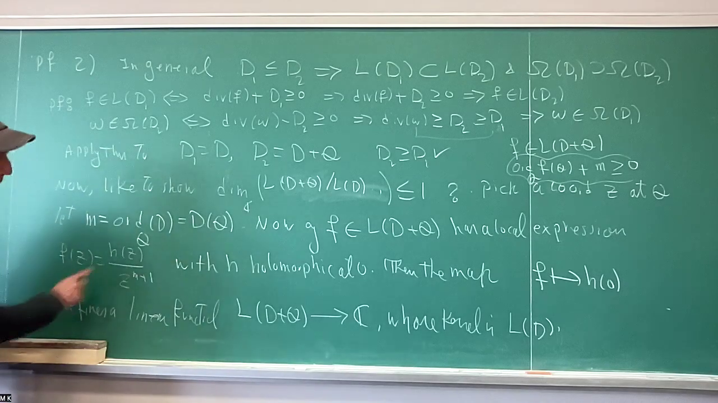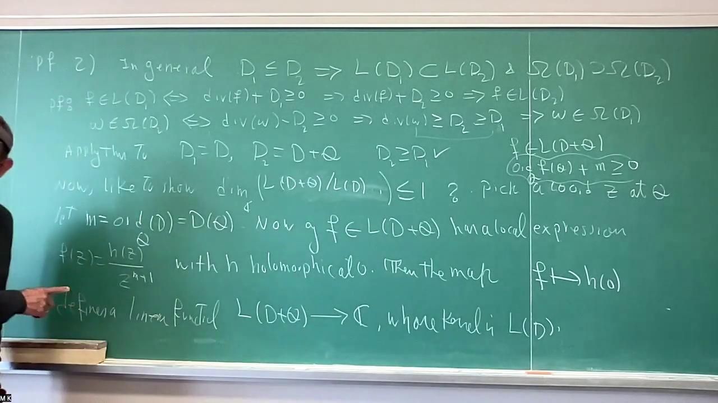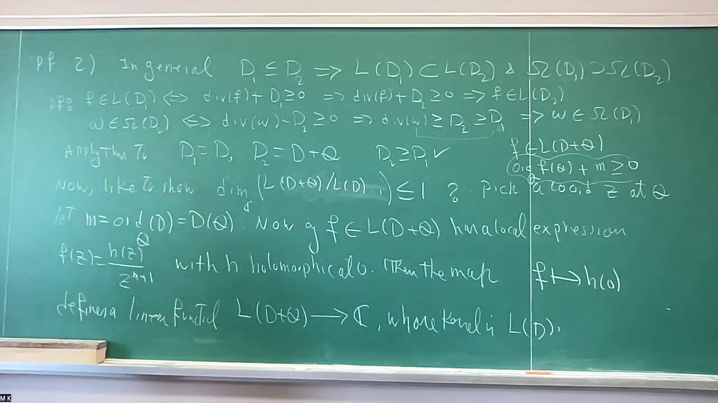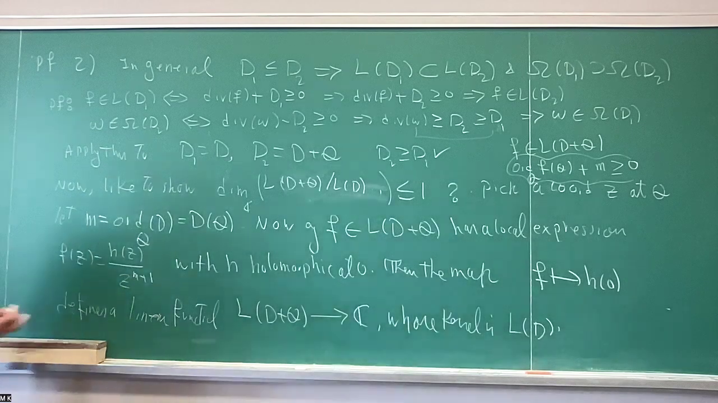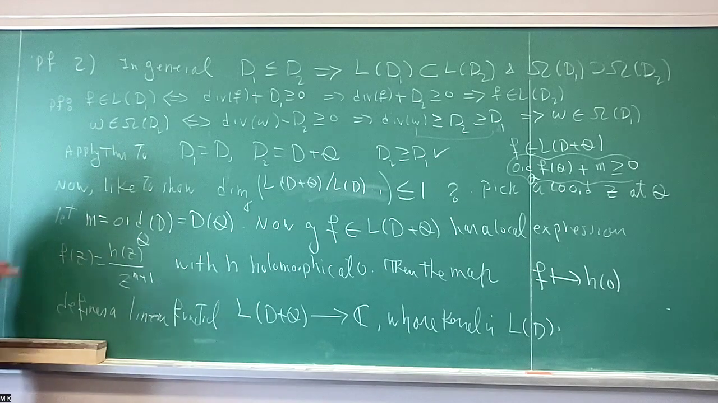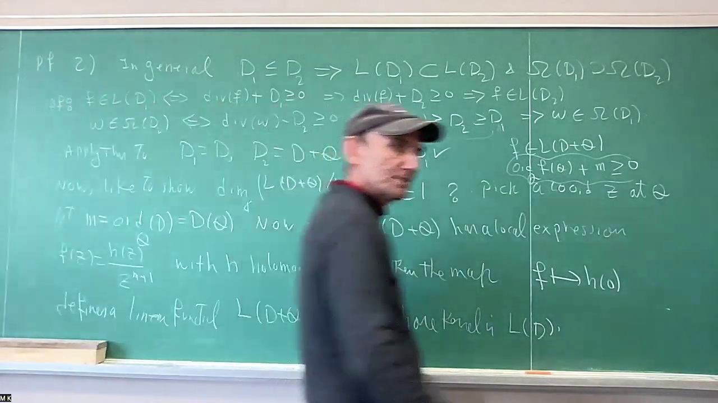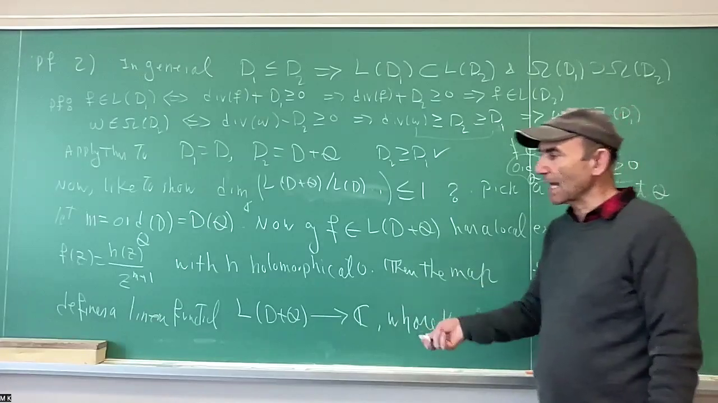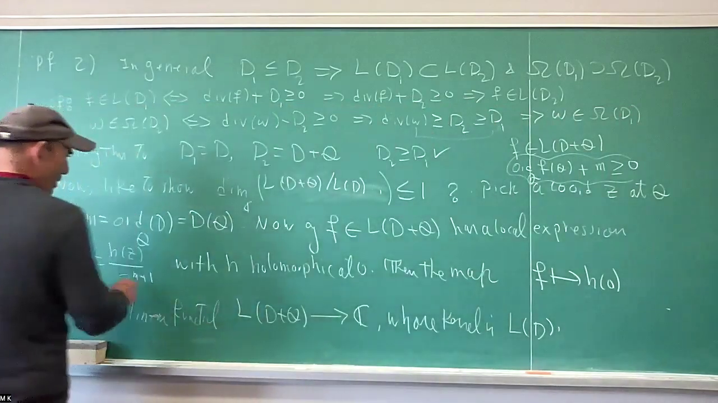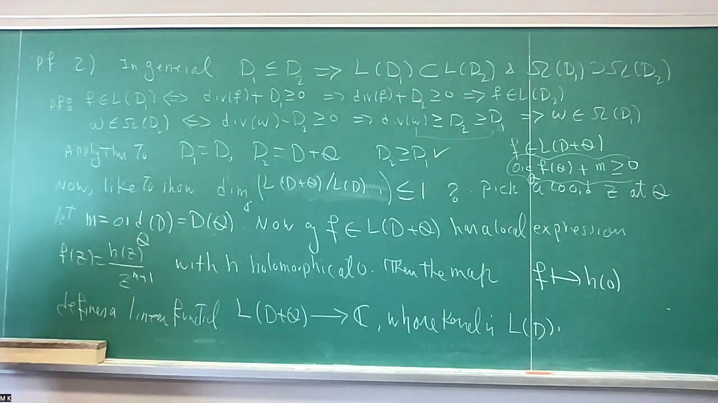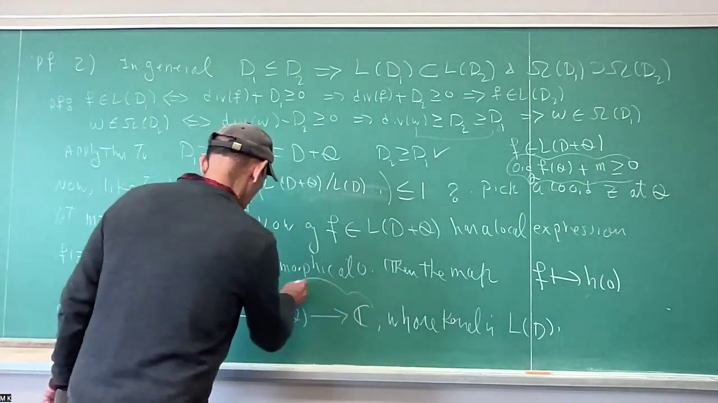Sorry? Wouldn't it just be z to the m plus 1? Because this guy has a pole of order m or smaller. Right. So if you multiply it by z to the n plus 1, it becomes holomorphic locally. And for that function, we pick h of 0. We define a linear function. And the kernel of that is exactly the ones that are actually okay at Q. So the second statement is clear. So we get this map here.